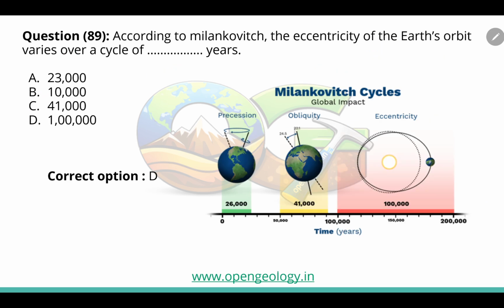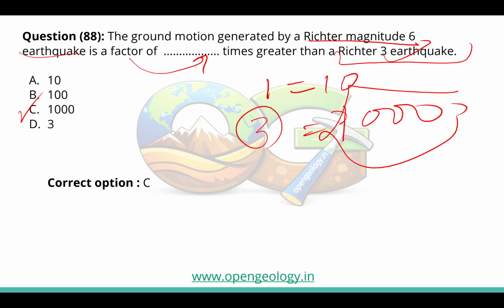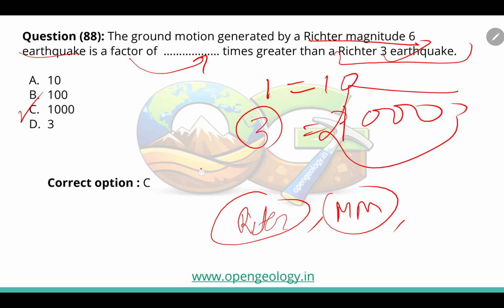Now what else can you remember? You can remember the different scales, like the Richter scale, the modified Mercalli scale. So the different scales: which scale measures intensity, which scale measures the ground motion, which scale measures the destruction of ground. So all of the scales you can remember.